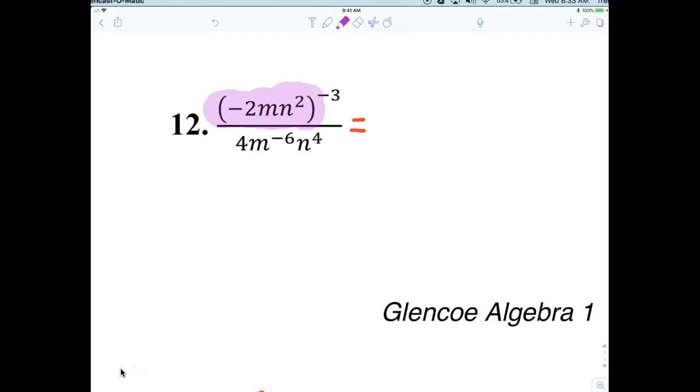So I'm going to highlight something. This right here is all raised to the what? So I have to move that where? All of it to the bottom. Now what I try to tell kids is make a fraction bar. Now, 4 is on the bottom. What about m to the negative 6? Move that to the top. So I put m to the 6th. Then n to the 4th stays on the bottom. Then I have negative 2 mn squared cubed. Does everybody see that? Come on now, please listen. Follow along.